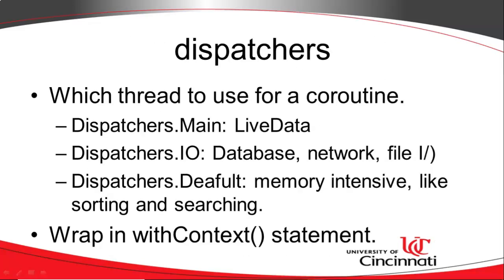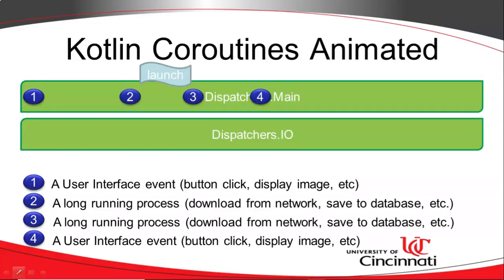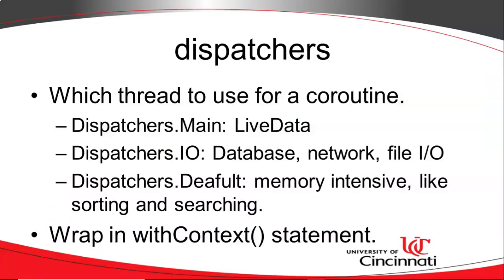Dispatchers are telling us which thread to use for a coroutine. If you look back on the animation, you'll notice that I had my two dispatchers labeled. Dispatchers.Main, which is where I ran most of my UI events, and then Dispatchers.IO, which is where I would run number 2 and number 3, the long-running processes. Dispatchers.Main is where we do a lot of our UI events, like LiveData. Remember, with LiveData, we have a user interface that is looking at something that it can observe, and as that thing changes, the UI updates automatically.